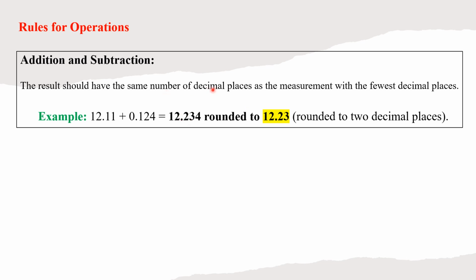Based on the addition and subtraction rule, you have to consider the least number of decimals in the given numbers. There are two given numbers. The first given number has two decimal places, 1 and 1. The second given number has three decimal places, 1, 2 and 4. So the least number of decimals is in the first number, two decimal places. So the final answer should have two decimals. So 12.234 we can round to 12.23. Two decimals, the final answer.